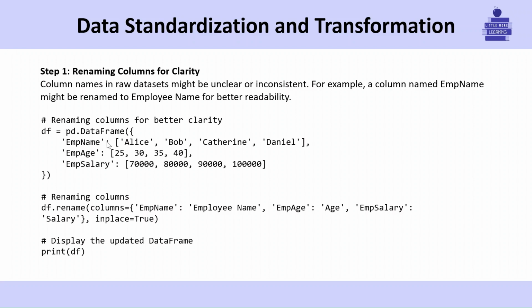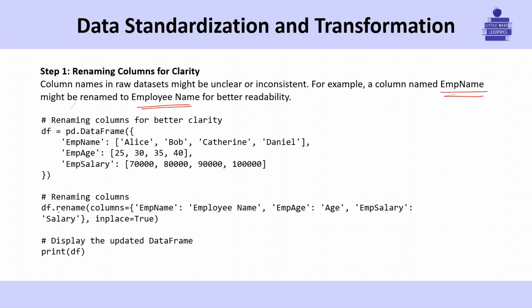If your column name is quite unclear or inconsistent, you should rename it. Suppose in this example, a column is named emp name. It is quite ambiguous what it actually means. So instead of emp name, we can name it employee name. It gives us better readability and looks more appealing to someone who is reading our dataset.